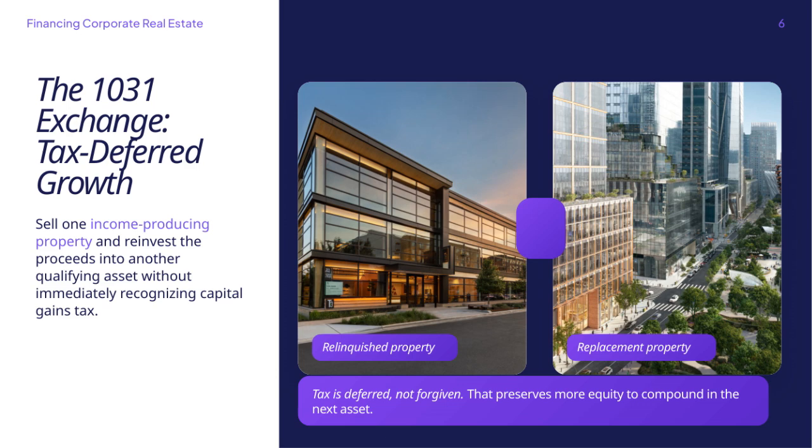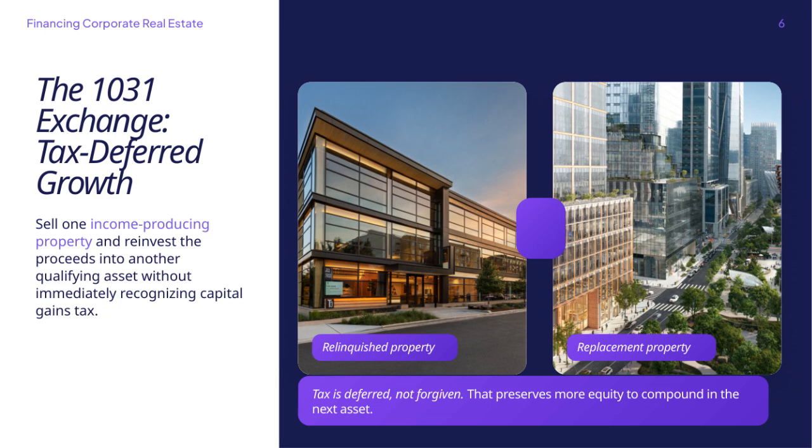Essentially, this exchange allows you to sell an income-producing property and reinvest the proceeds into another qualifying property without having to pay capital gains tax right away. It's important to understand that the tax is deferred, not forgiven. This deferral means you preserve more of your equity, allowing it to grow and compound in the next asset.